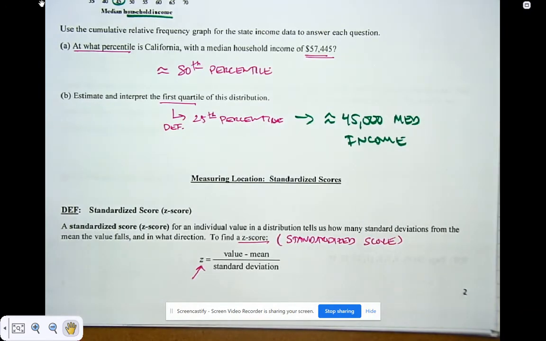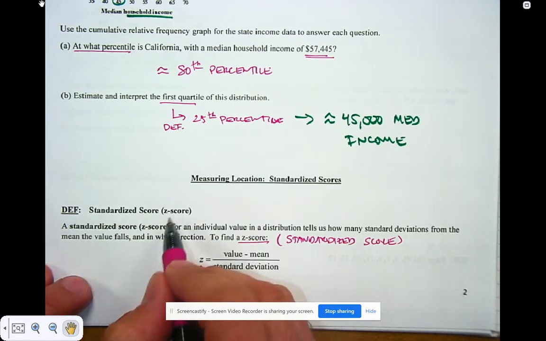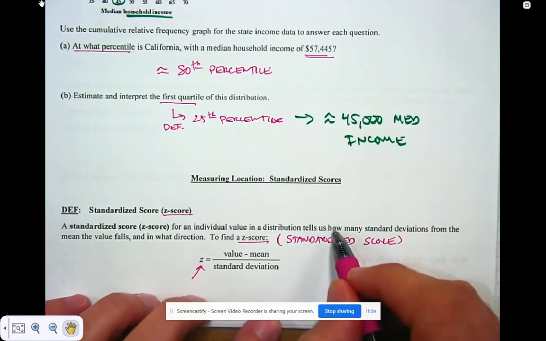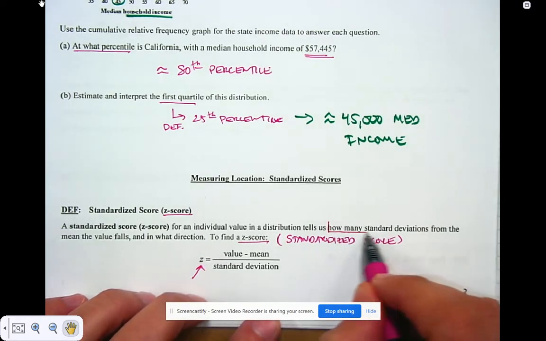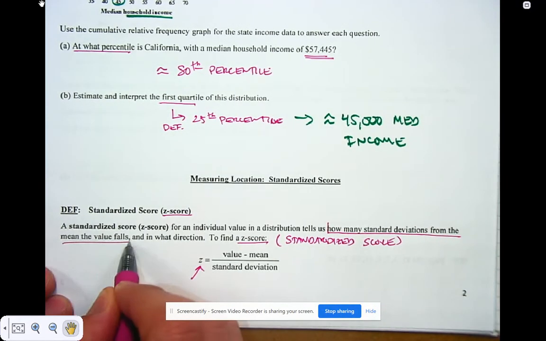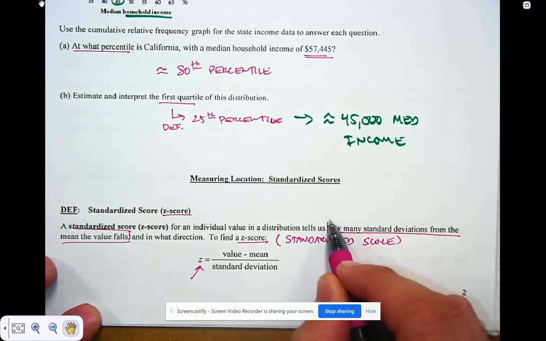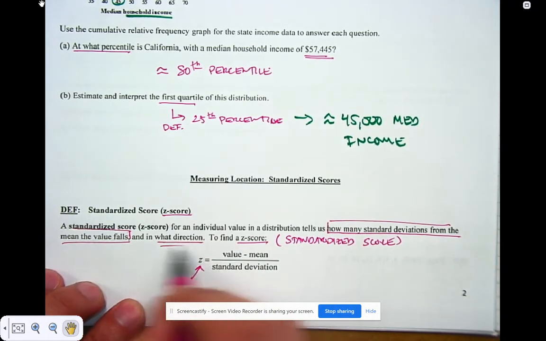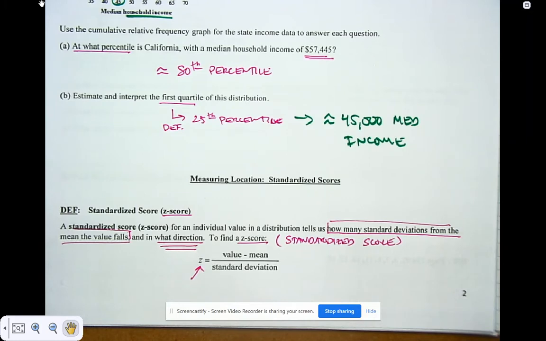And it tells you exactly two things. It's really important that you know this. A z-score tells you how many standard deviations from the mean, and what direction. We're going to talk about positive, above, or negative, below.